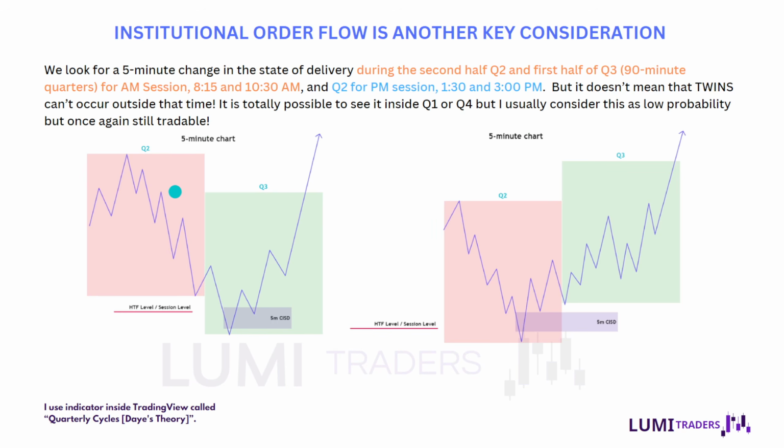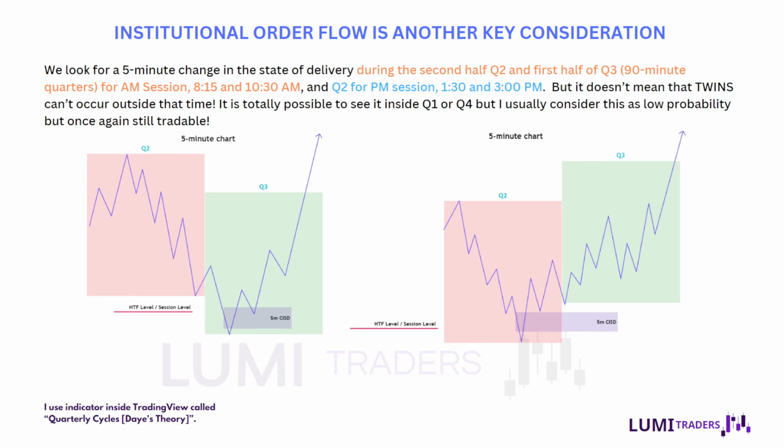Next, we look for a 5-minute change in the state of delivery during the second half of quarter 2 and first half of quarter 3. These quarters must be 90-minute quarters for the AM session. This means you look for high probability twin setups during the AM session between 8:15 and 10:30 AM. And quarter 2, once again a 90-minute quarter, for the PM session between 1:30 PM and 3 PM.